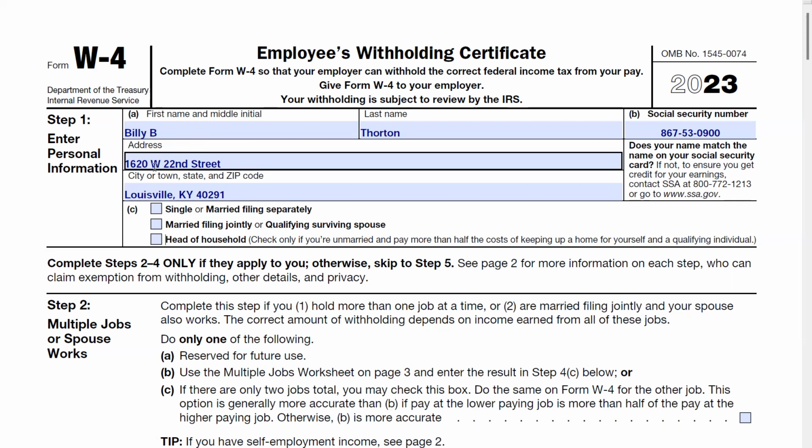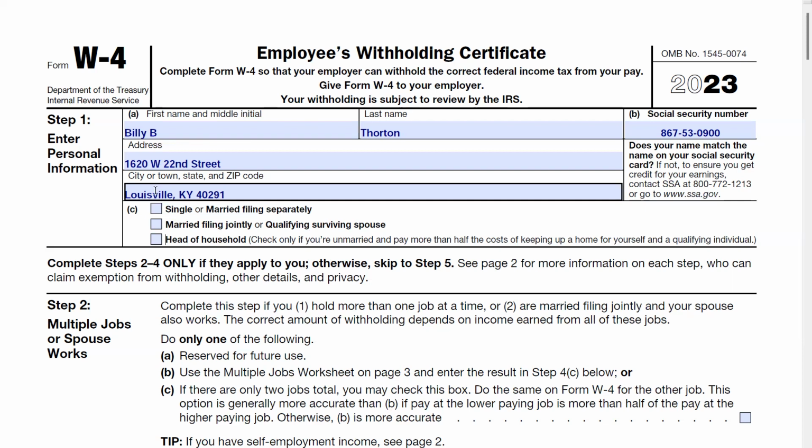Now here we have the address. We have 1620 West 22nd Street. You want to make sure that you also have the city, state, and zip codes. We have Louisville, Kentucky 40291. And like I mentioned, in this example, head of household.